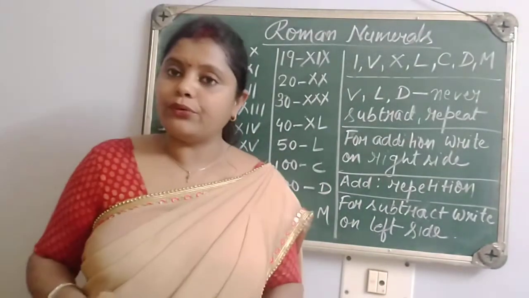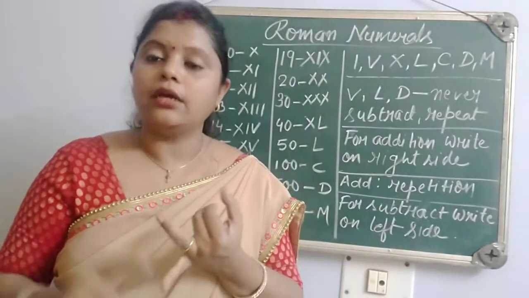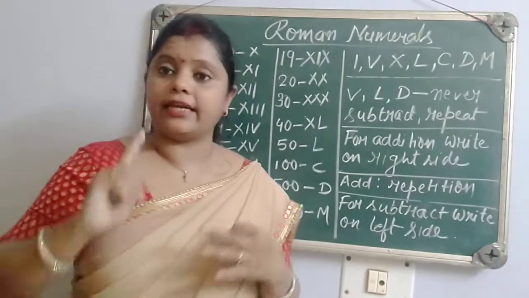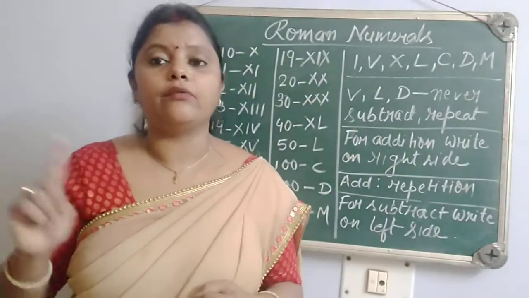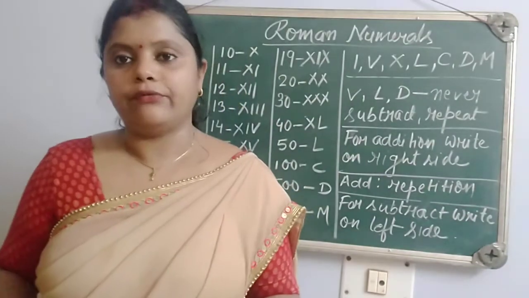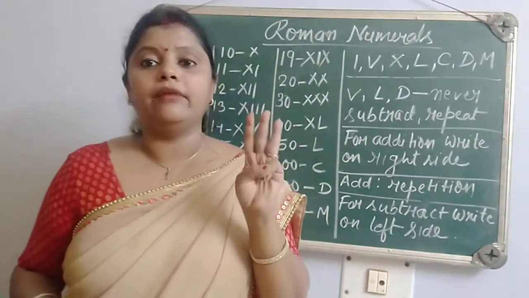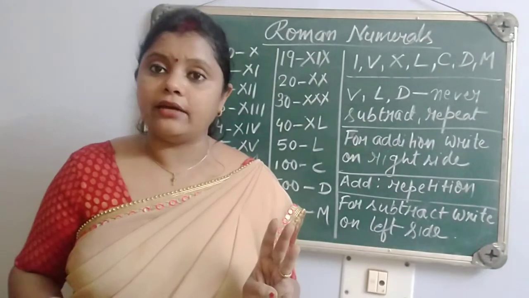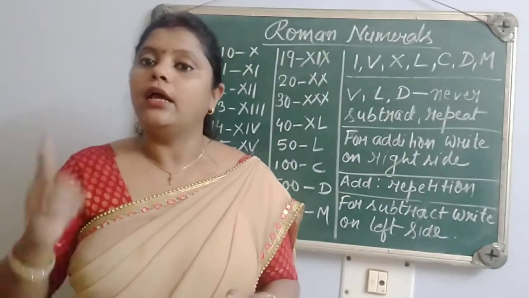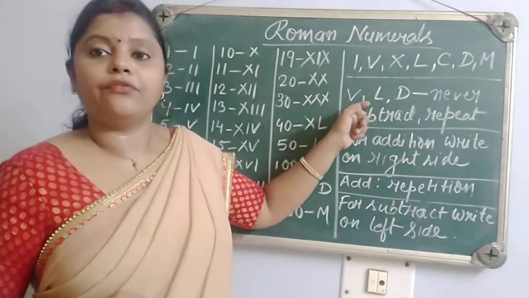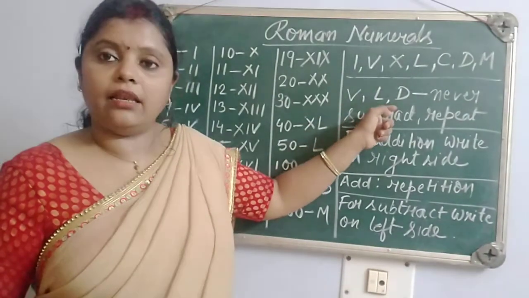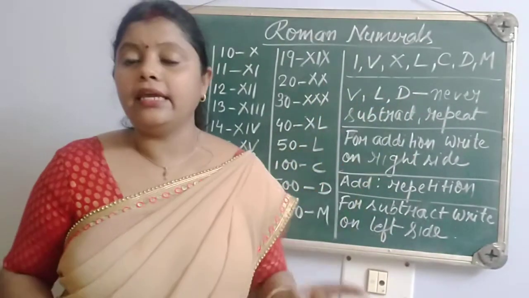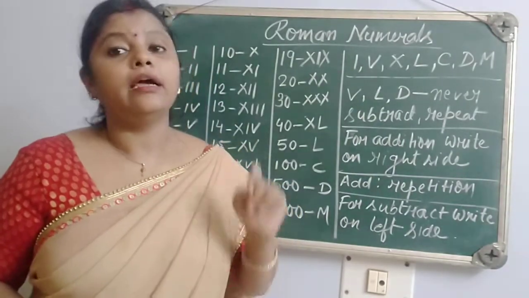Now I have told you a few rules. 7 different symbols we are using. Repetition means addition. If you are writing the smaller symbol on the right side, it is addition, and the smaller symbol on the left side, it will be subtraction. One more thing you have to know, that there are 3 basic symbols which are never subtracted, never repeated. That means these numbers can never be repeated. What are these symbols? These are of 5, that is V, L for 50, and D for 500.